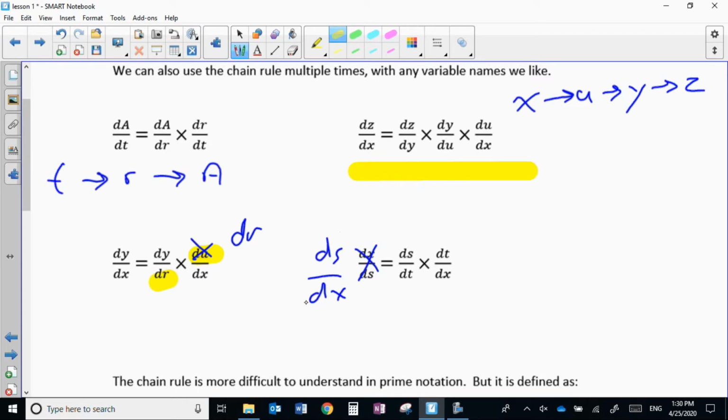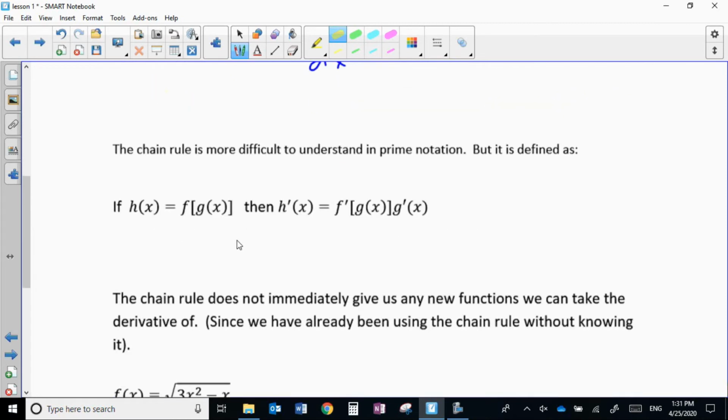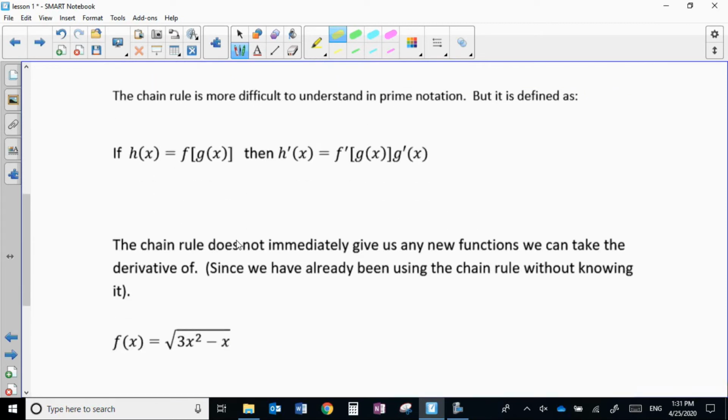Like if I rewrite this as ds by dx, this kind of means I've got x as an input to t and t as an input to s. So s is a function with respect to t, and then t is a function with respect to x, in which case ds by dx would have to be ds by dt times dt by dx. You can do the chain rule in prime notation. It's just a lot more difficult to understand.